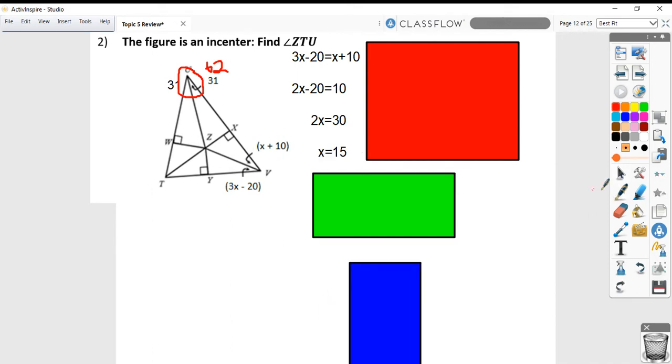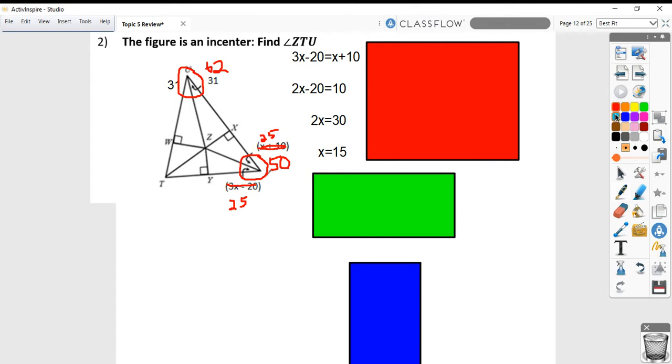So if that is the case, then this right here is going to be 25. And this right here, since it was divided in half, is also going to be 25. Okay? That gives us this whole entire corner down here of the triangle is 50.